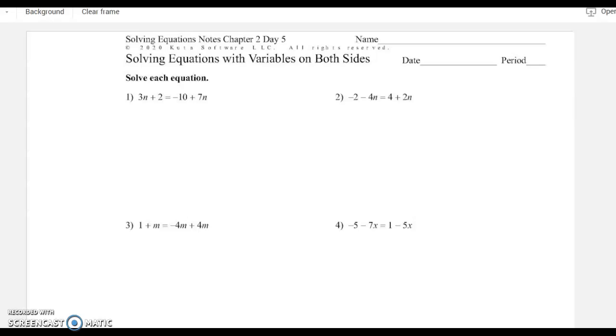All right, this is chapter 2, day 5, solving equations with variables on both sides. It goes with lesson 2-4, so let's take a look. Starting here with number 1.